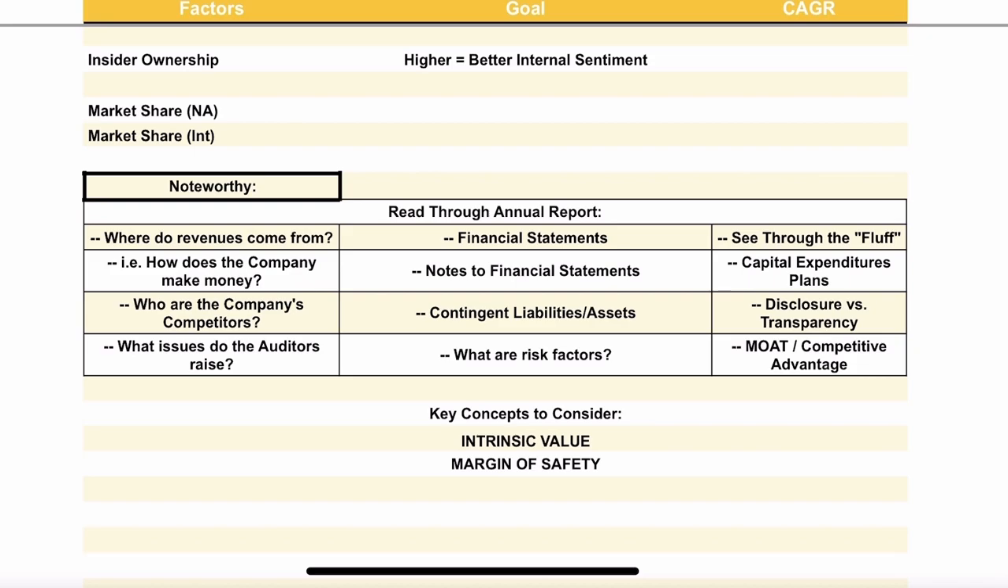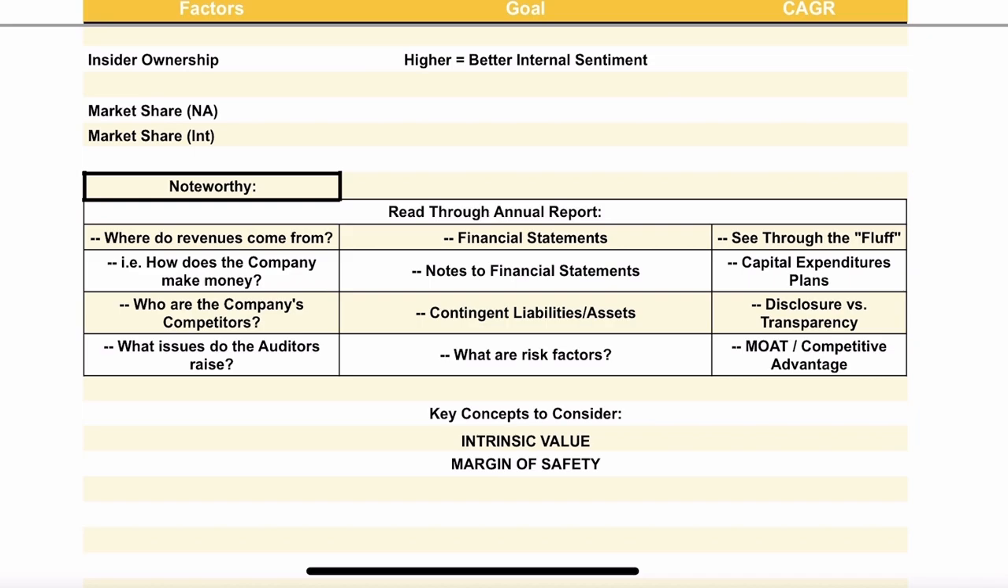I like to consider contingent liabilities and assets. The biggest one for most companies, for me, is looking at litigation that's ongoing. Are they in a lot of lawsuits? Are these big lawsuits? What kind of financial ramifications might they pose for the company and for me as a shareholder? What are the risk factors?